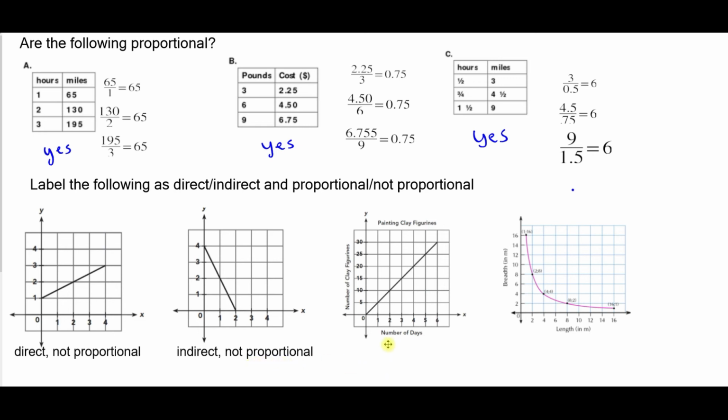Looking at the number of days and the number of clay figurines that are painted, I have a positive slope, so I know that it is direct. It goes through the origin, and every time that I increase x by 1, y goes up 5 each time, so this is both direct and proportional. Lastly, we have a negative slope. It decreases as the length increases, so I know that it is indirect. It's also a hyperbola, and so it is proportional.